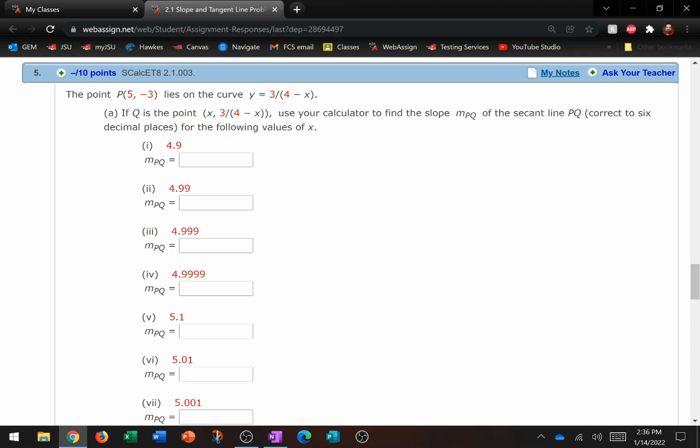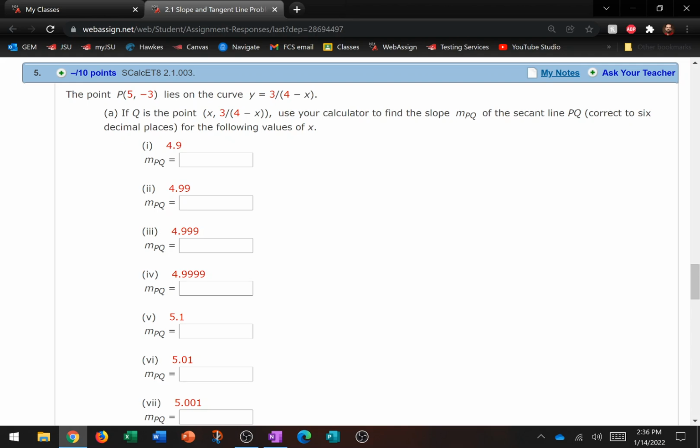5 is similar, it's just not word problem form. It gives us a point P that's on the curve, and it gives us the equation for the curve. It's 3 over 4 minus x. It says if Q is the point x, comma 3 over 4 minus x. Figure out the slope of the secant line.